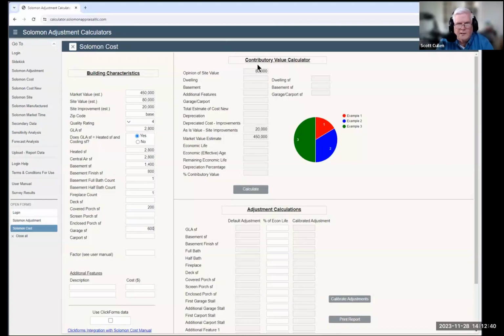You can see that the site value was up here at the top, right where it belongs on page 3 of the 1004, and then site improvements, and then the market value estimate is not something that we're going to calculate from the cost approach. We're going to use a market value estimate to calculate depreciation. In my brain, it's easier to estimate a market value. For instance, this could be a comparable that already sold, and you're just trying to figure out what the depreciation is in the market. It could be the subject.